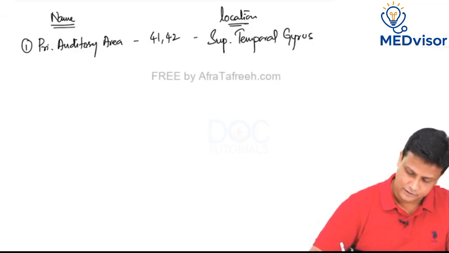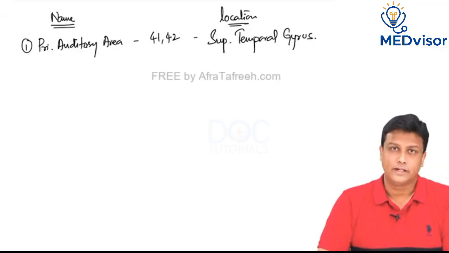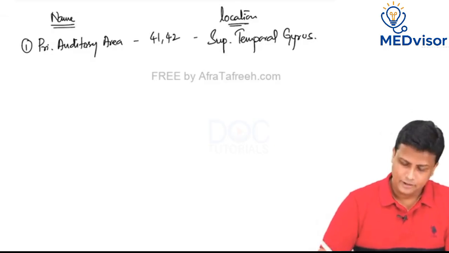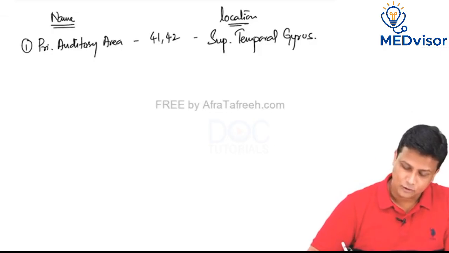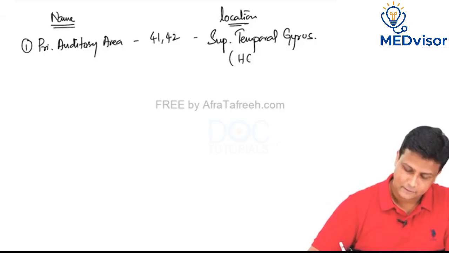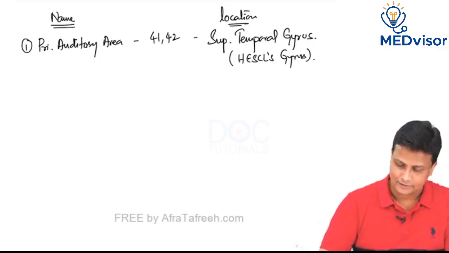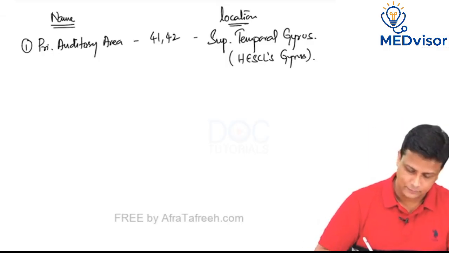Now I want to include one more point here, which was actually tested in your exam. The area where you have the primary auditory area is also referred to as Heschl's gyrus, and that was asked in your exams, guys. There is a specific name given to that one.